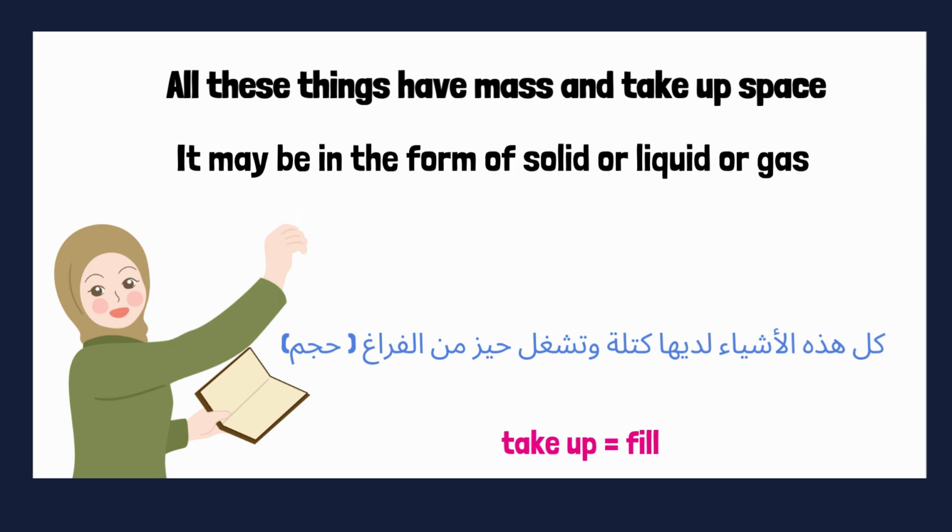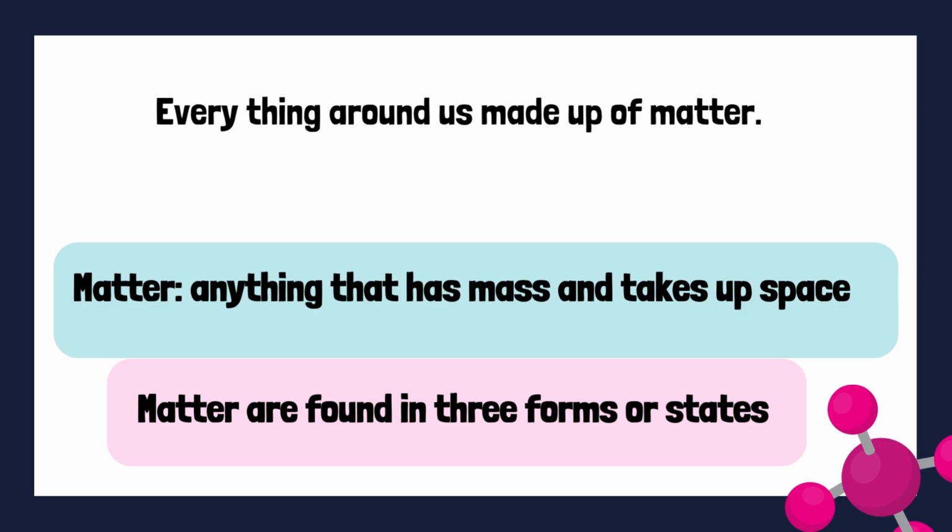All these things around us are called matter, okay, as everything around us is made up of matter. Matter is anything that has mass and takes up space. The meaning of takes up space is that it has volume. Anything that has mass and volume is called matter. And this matter may be found in three states which are solid, liquid, or gas.